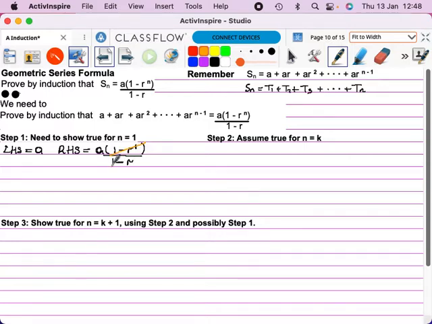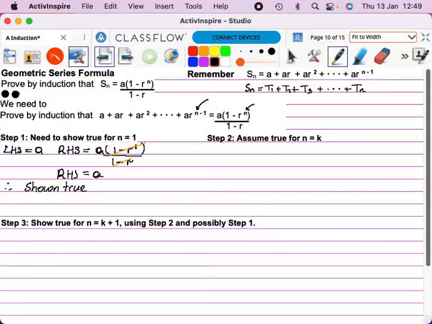So you can use pencil to cancel out the 1 minus r on top and the 1 minus r on the bottom. And then you can go straight to the final line, which just says the right-hand side is also equal to A, therefore shown true for step 1. Because this is a sequences and series proof, when we move on to step 2, we are going to be replacing the n with a value of k.